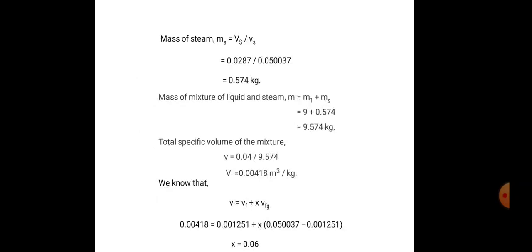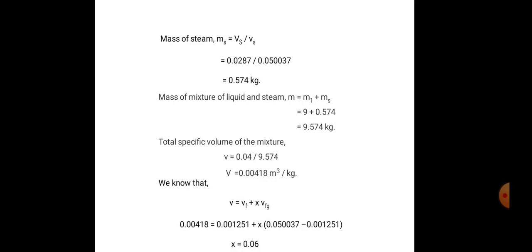Then the mass of steam: the formula is Ms equal to capital Vs divided by small vs, that is the total volume of steam divided by the specific volume of steam. From that we get the mass of steam, Ms. Then the mass of the mixture of liquid and steam, m equal to m1 plus ms.